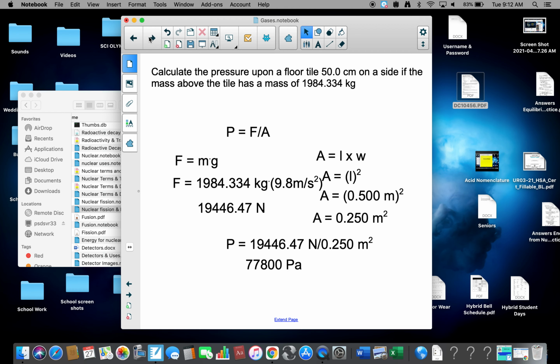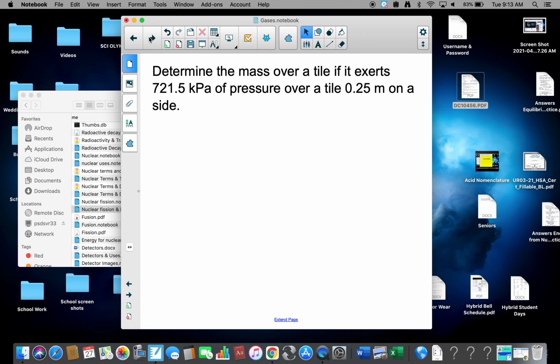Divide those through, I get 77,800 pascals. We want kilopascals. Divide by 1,000, get 77.8 kilopascals. So we'll do this one in class. The mass of our tile, if it exerts 721.5 kilograms of pressure over a tile of 0.25 meters on a side.